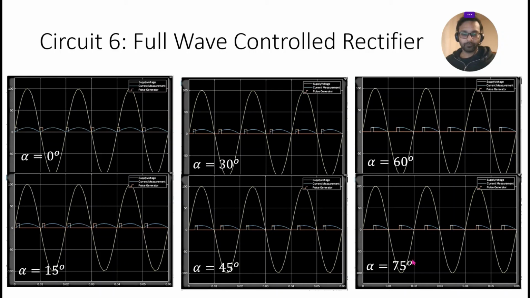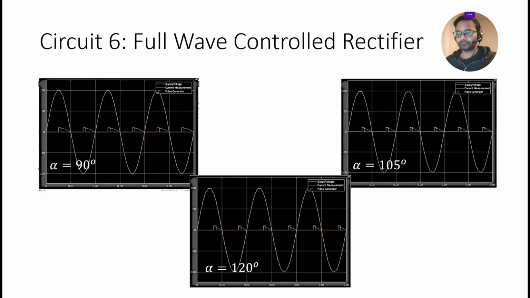Now looking at the outputs for different firing angles, this again we have discussed in the previous class as well, while discussing the circuit. So as we increase the firing angle, the rectification is delayed.